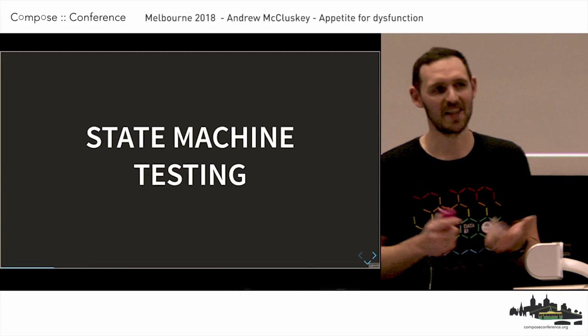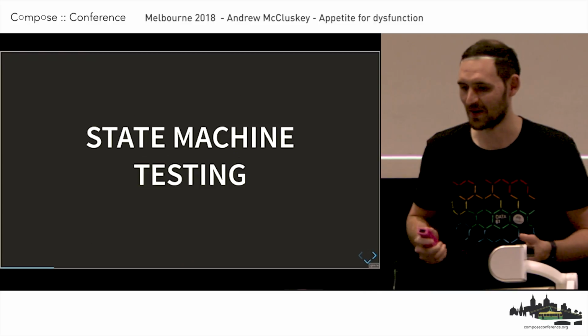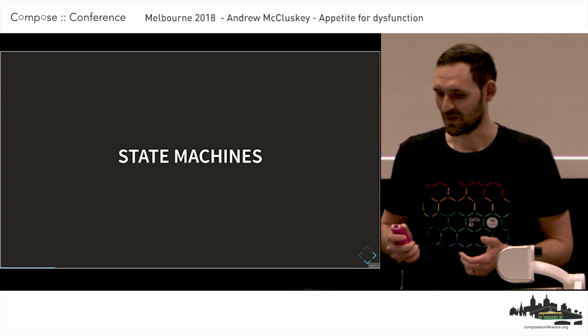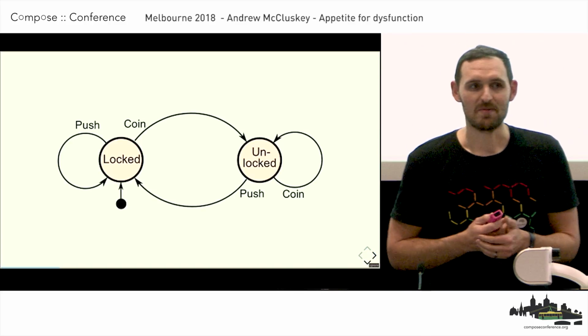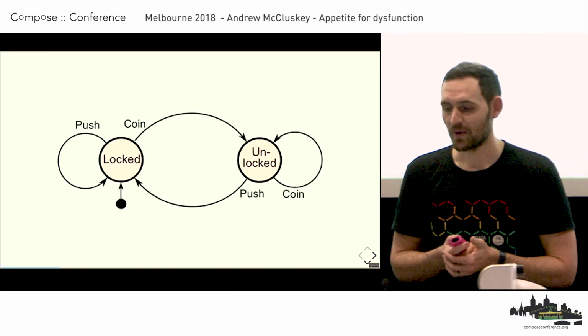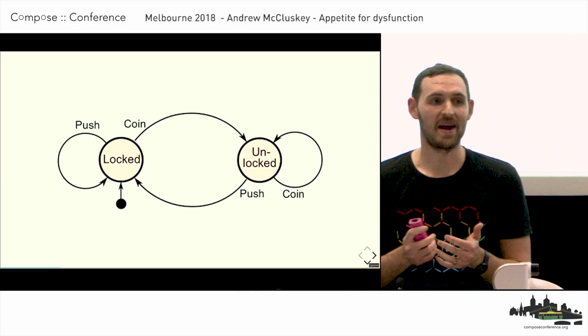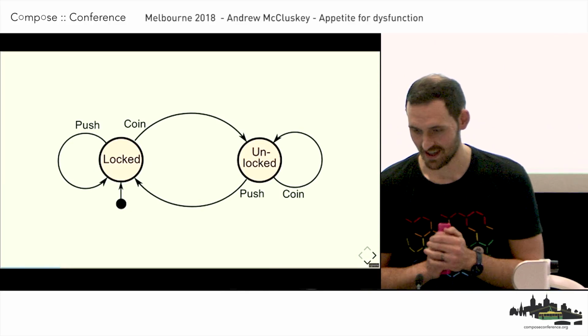So now that we've looked at property-based testing, we can build up to state machine testing, and we'll get there via state machines. So here's a state machine diagram for a turnstile, which is the example I have on Wikipedia and is about the simplest you'll find.